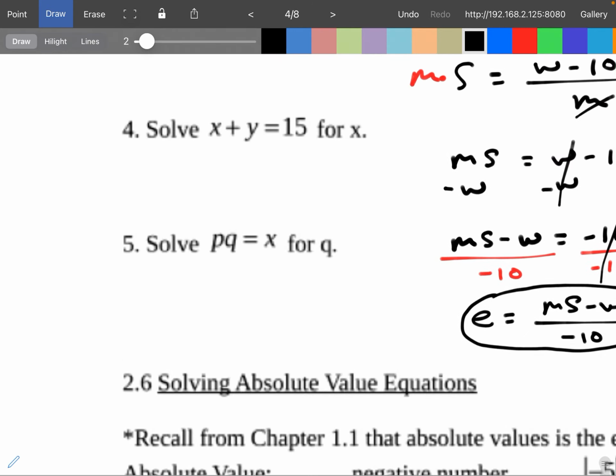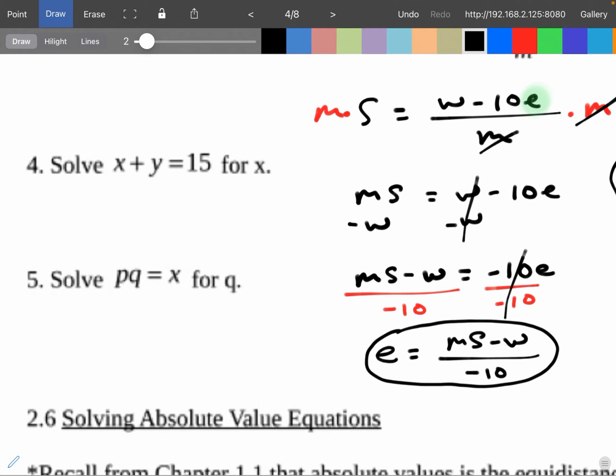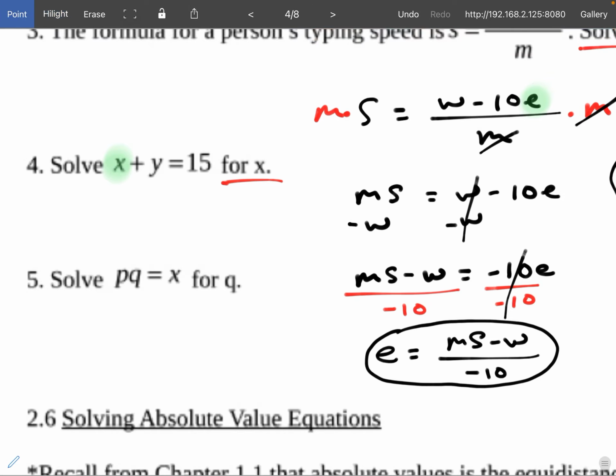So the next two examples. I just wrote all over that space. We should still have room here. All right, this one. Number 4 says you have to solve for x. Again, we're trying to get this x by itself right here.